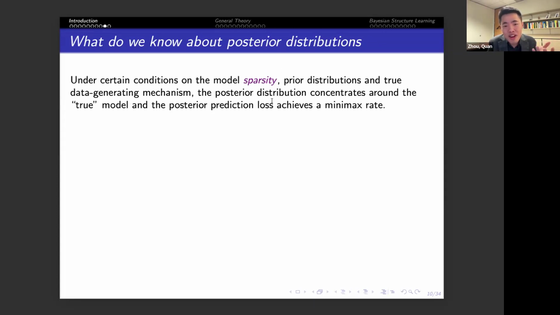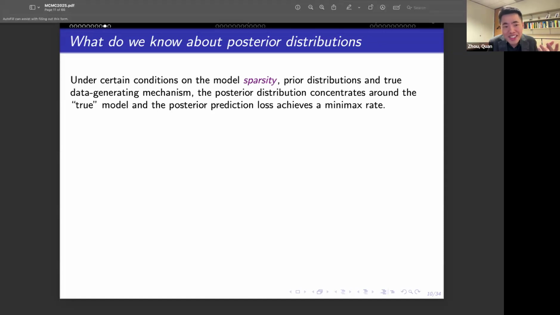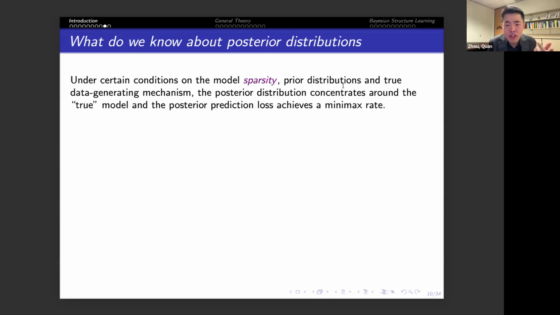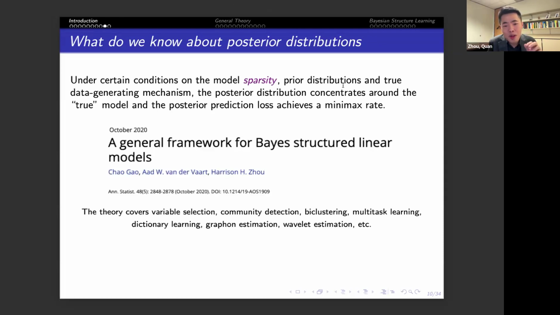So even if we just consider variable selection, it's impossible to enumerate the literature on posterior consistency or the contraction rates for variable selection. So here I'm only showing you one paper by Gao, van der Vaart, and Harrison Zhou, because in this paper these authors built a general framework for studying discrete space problems. Their framework covers a lot of problems, some of which were mentioned earlier, and they built general theoretical guarantees for the behavior of the posterior distribution for these discrete space problems. For example, they obtained the minimax rate for the posterior prediction loss.